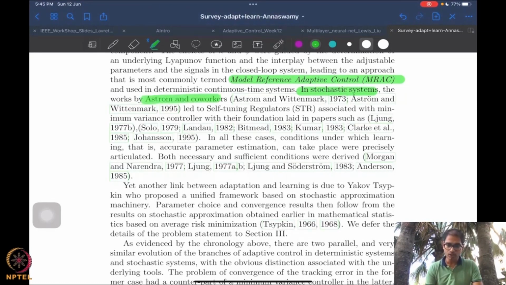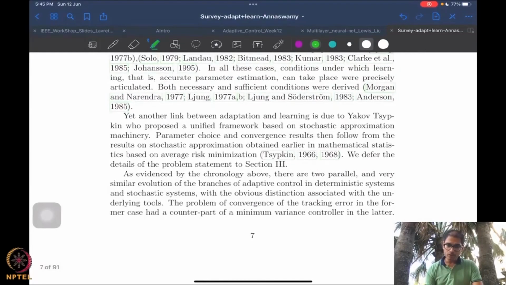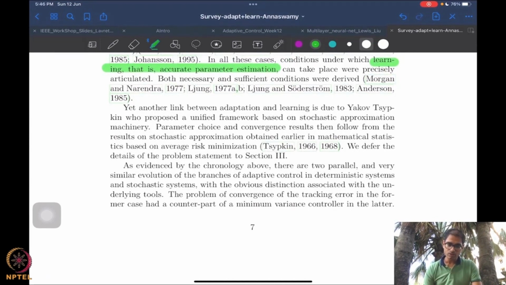Based on the work by Astrom and co-workers, the outcome was the development of what's called self-tuning regulators. This has also been worked on by many other authors like Landau, Kumar, Clark, etc. In all these cases there was a requirement for learning, that is, accurate parameter estimation. Just like in signal processing, the Adaline filters and neural networks, you had the requirement for learning parameters and weights. Here also we have parameters we want to estimate, which we saw in several of our lectures. This connection was also made in the stochastic approximation framework by Tsypkin in his work.